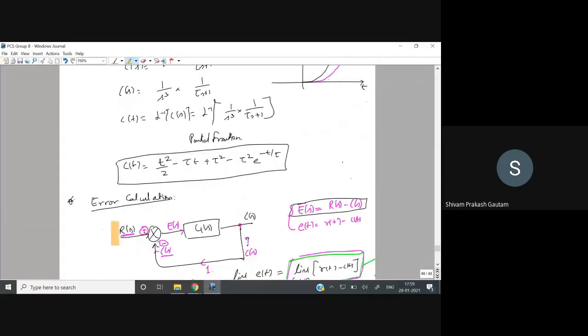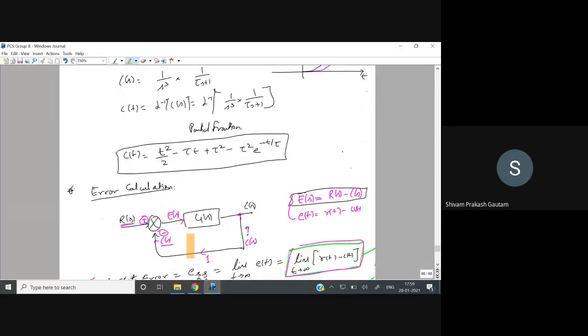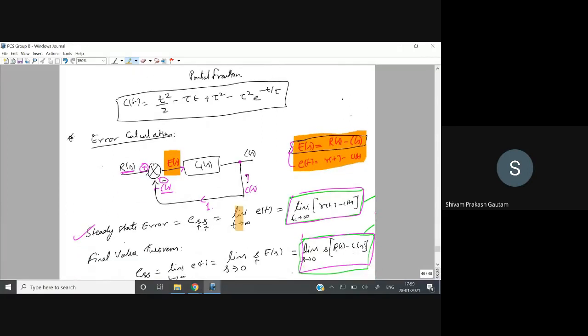Now error calculation. This is our closed loop transfer function. Error is this part, that is the difference between input and output with feedback element. So for a unity feedback system, you can write error is equal to R(s) minus C(s), right? Steady state error is the limit. How can you calculate the steady state error? That is at t equal to infinity. When time t tends to infinity, then we can calculate our steady state error. So limit t tends to infinity, R(t) minus C(t).